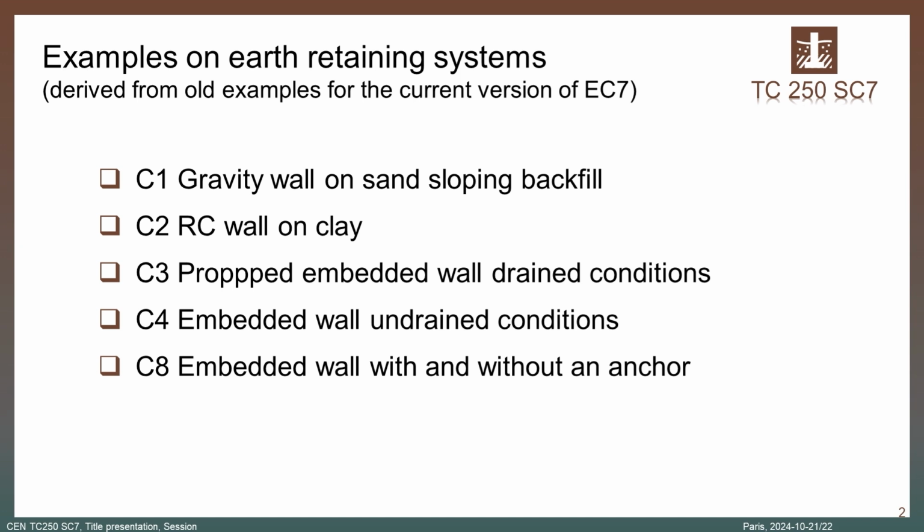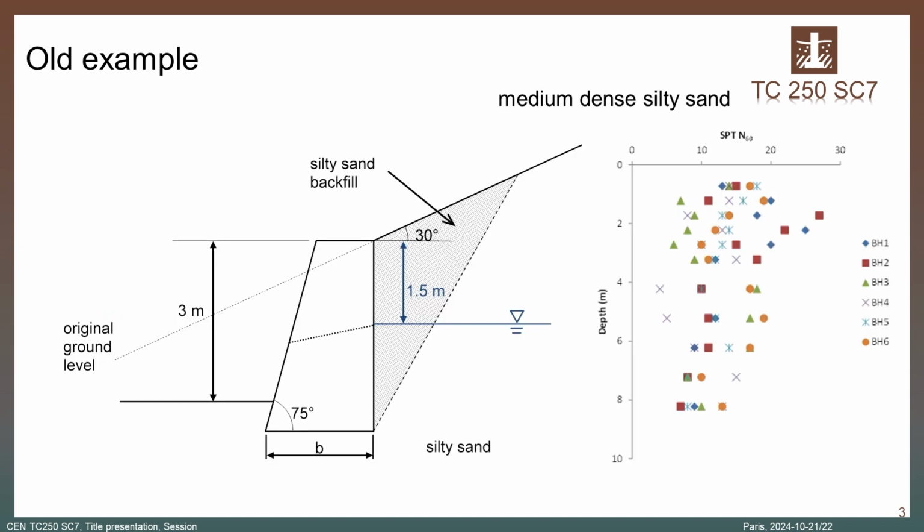This is because we can see that also the simplest case may be informative on some issues, and also in terms of comparison with the previous version of Eurocode 7. So the one that I'm going to present is the first one, the gravity wall on sand with sloping backfill. Apparently a very simple example, but I will show you that there are always some hidden parts in simple cases.